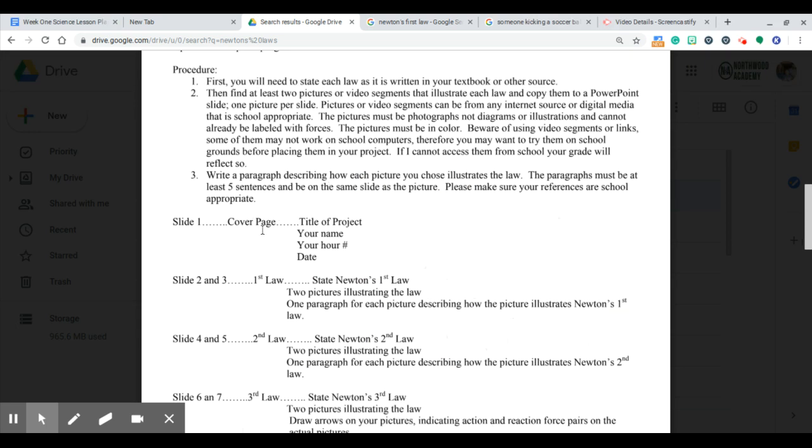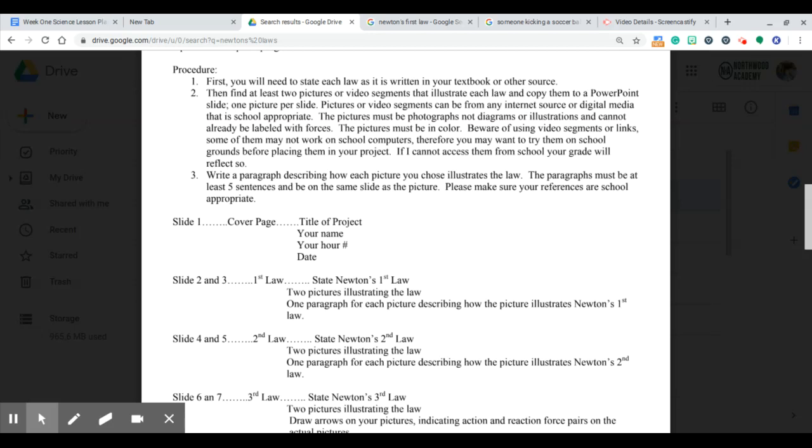Okay, so slide 1, you should have the title of your project, your name. It says your hour. I'll correct that. It'll be like 8A, 8B, 8C, and then the date. Slide 2 and slide 3 are going to talk about the first law. There will be 2 pictures and 1 paragraph for each picture.